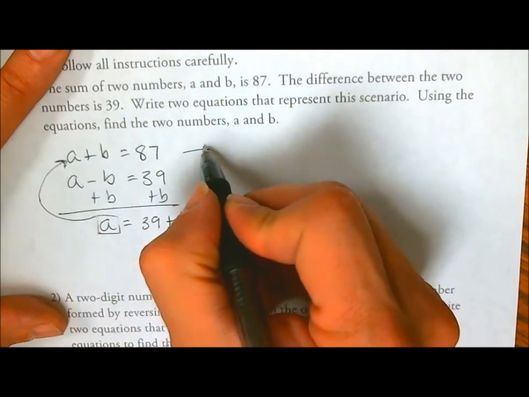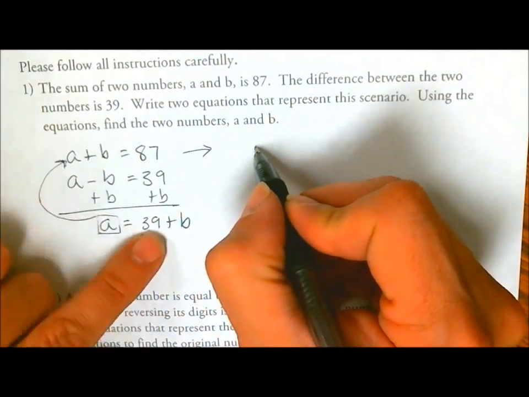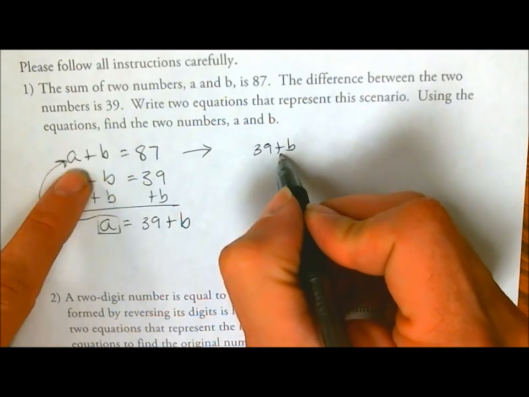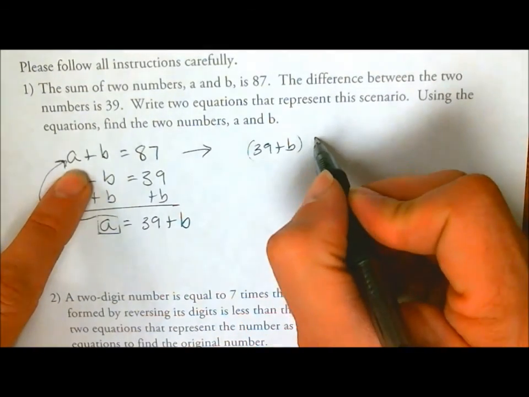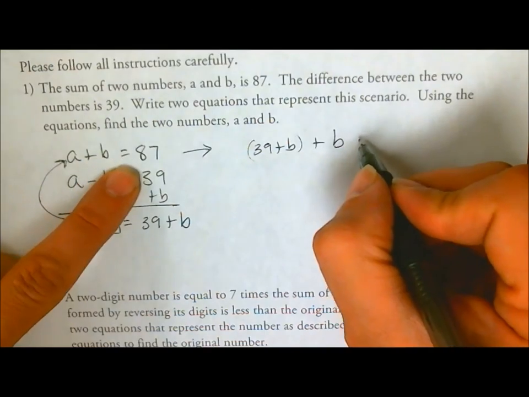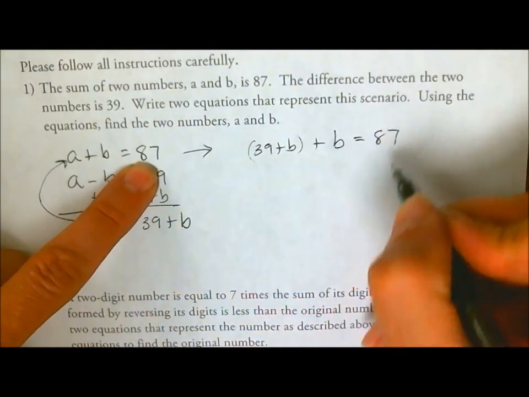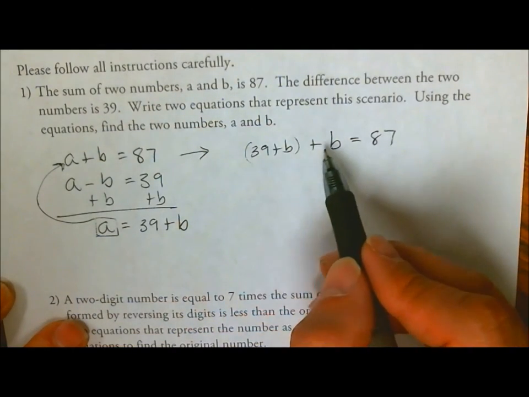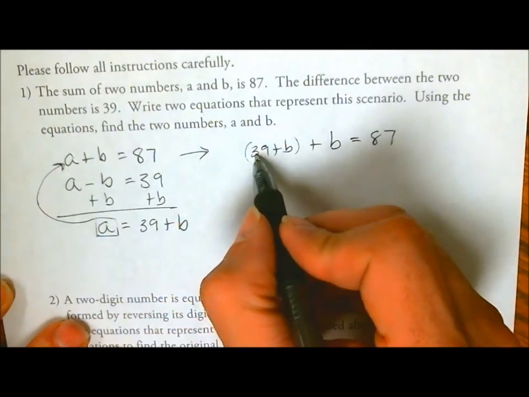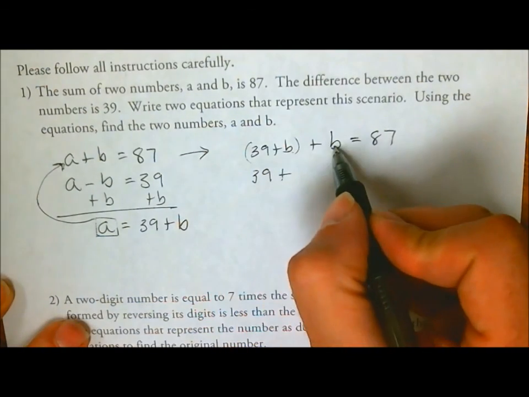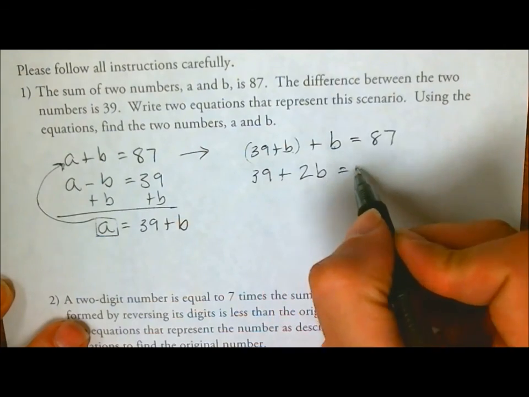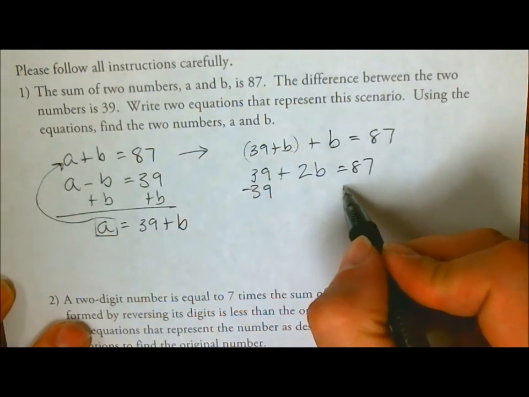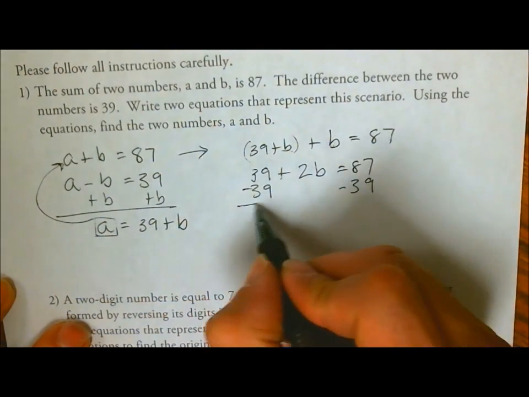And that's going to give me 39 plus B, that's the A, right there, plus B equals 87. Now that I've done that, once again, I only have one variable here. It's in two places, but it's only one variable. 39 plus B plus B is 39 plus 2B equals 87. Now I can subtract 39 from both sides. Once again, we're trying to get B by itself. We do this all the time.